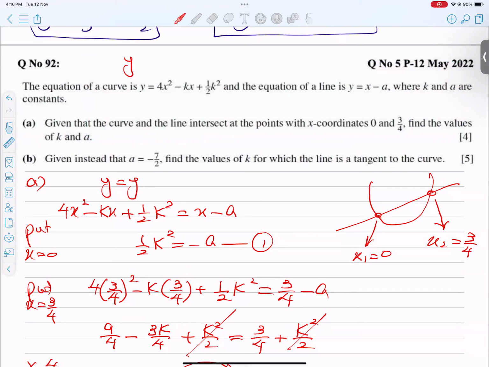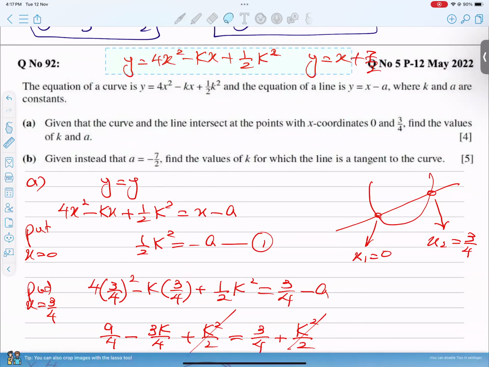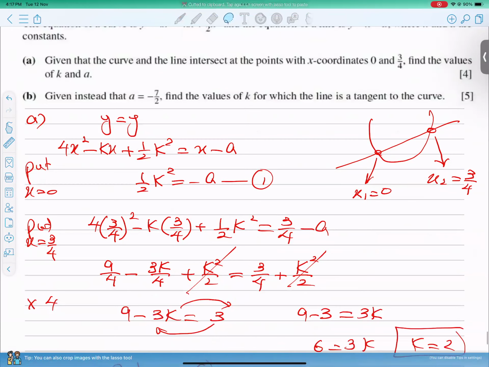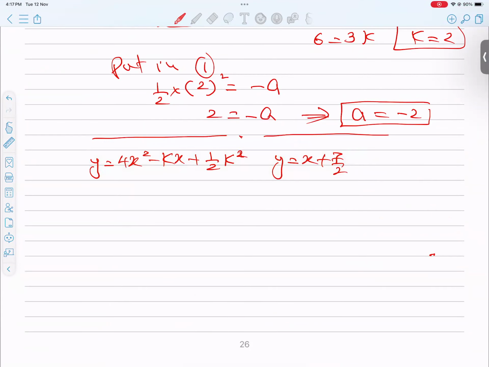So y equals 4x squared minus kx plus half k squared is the curve equation, and y equals x minus a, where the value is coming, this negative into negative, positive 7/2. So these are 2 equations. We have them now. I will cut from here, bring it down, and use it here. According to part B, he said the line is tangent to the curve. And for tangent, b squared minus 4ac equals 0.